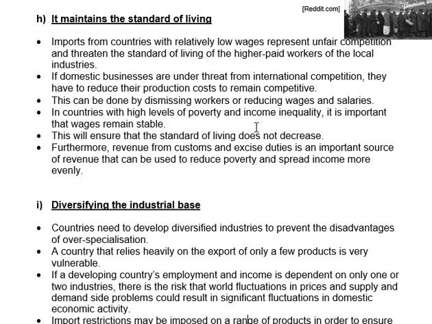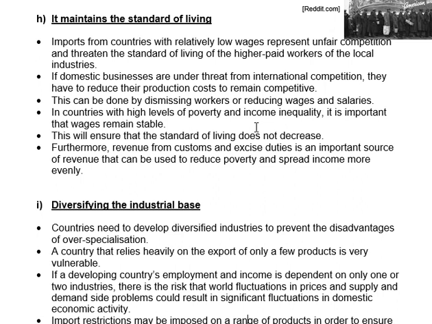Now obviously, in countries like ours where there are high levels of poverty and income inequality, it is very important that we don't do this. People need to earn decent wages and salaries so that we can avoid an increase in poverty. We already have over 50% poverty. If we now allow our businesses to just decrease their production costs by decreasing wages or salaries, then again it is the workers that are going to be disadvantaged by this. Their standard of living is going to decrease because they are going to earn less.